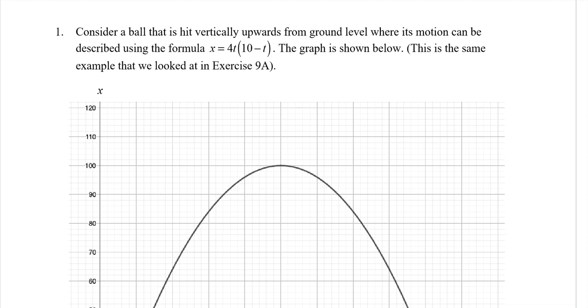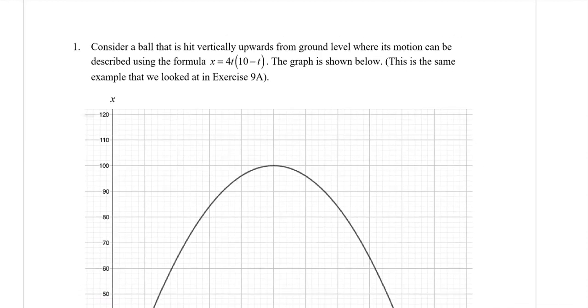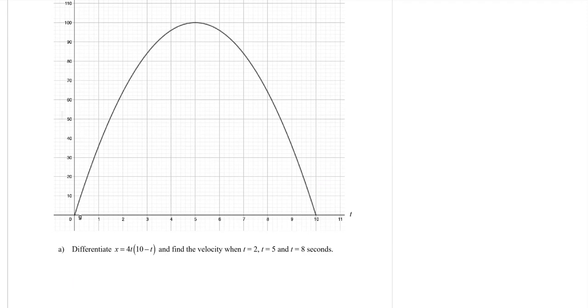Consider a ball that is hit vertically upwards. This is the exact same question that we did in 9a. It's the same equation: x equals 4t minus 10, bracket 10 minus t. This time they've given us the diagram, which fortunately looks just like the one we had before. So it starts at 0, ends at 10, with a turning point at 5, which goes up to 100.